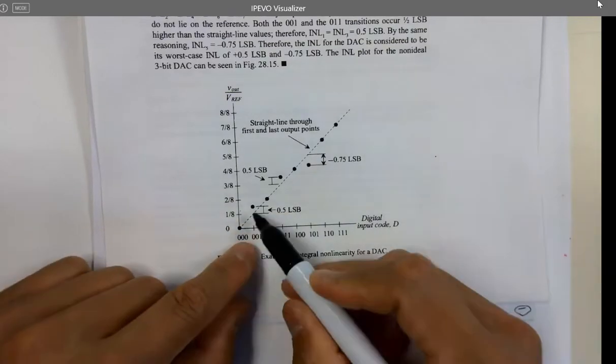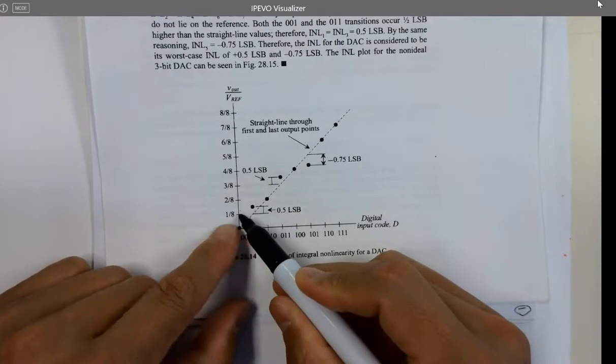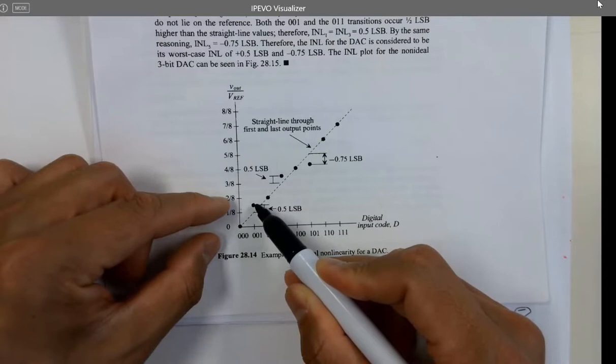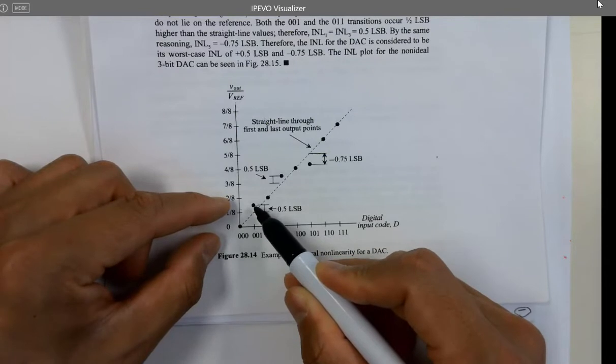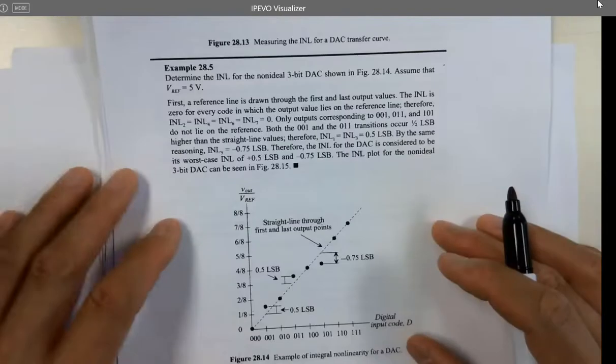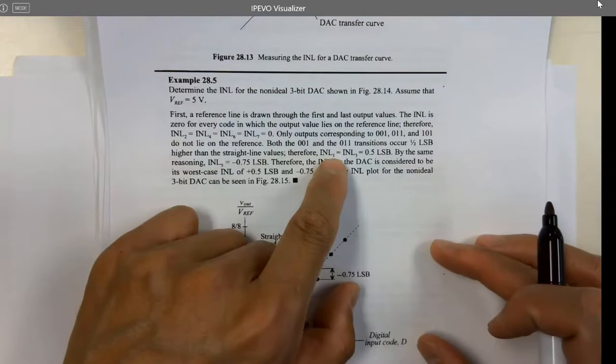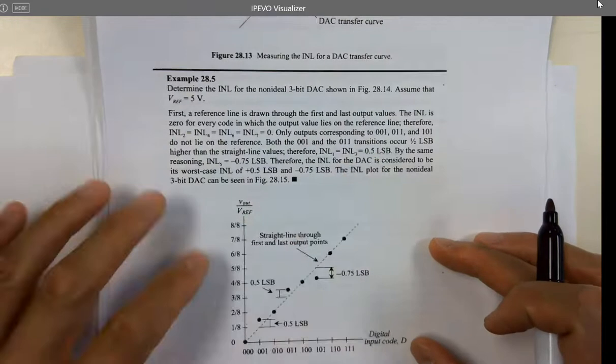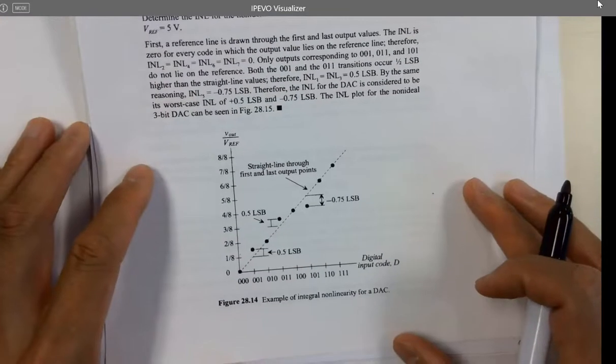I think here is one LSB, right? This is the first step. Okay, yeah, that's one LSB. And the actual value here is 1.5 LSB. So you are using, see, INL1 is 0.5 LSB.